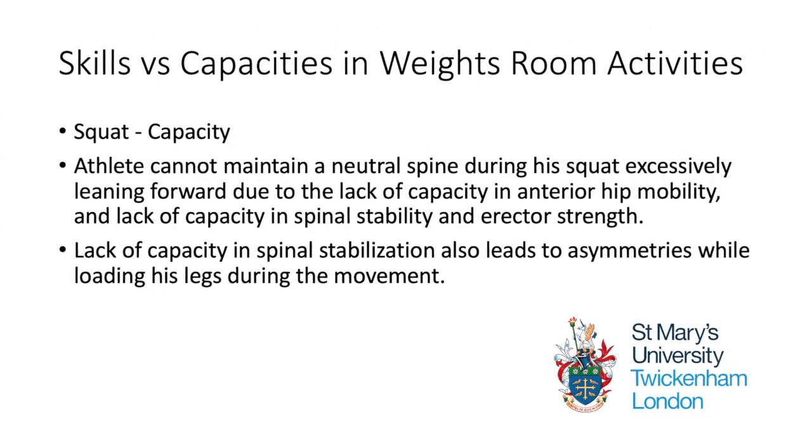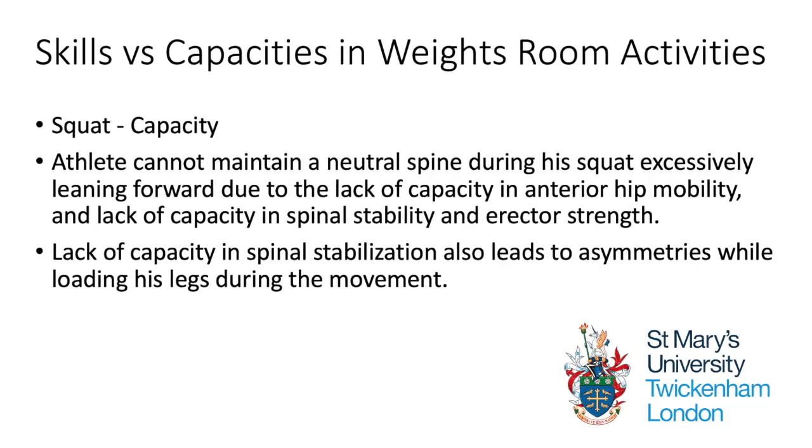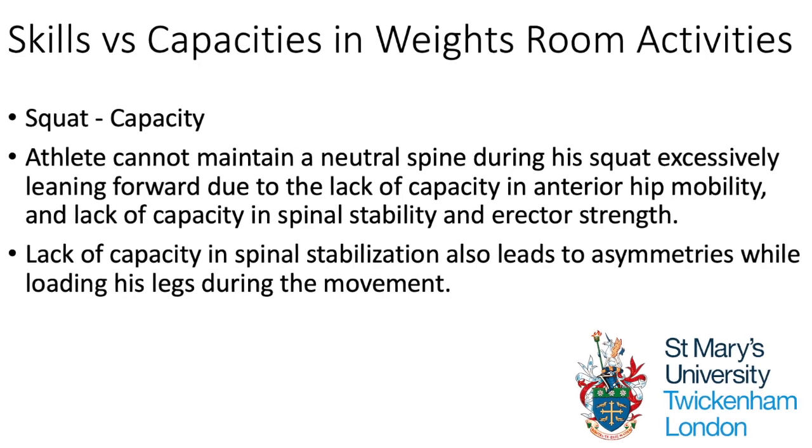The second example presents an athlete with a lack of capacity during his squat. You'll see he excessively leans forward during the movement, unable to keep a neutral spine.